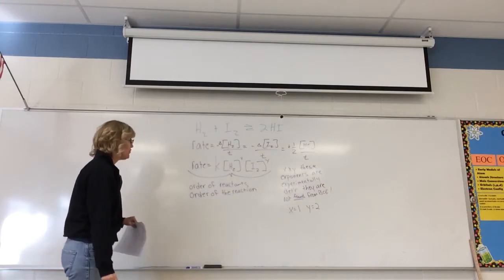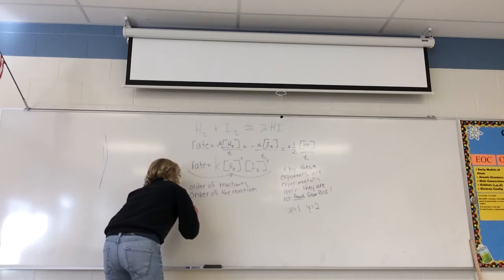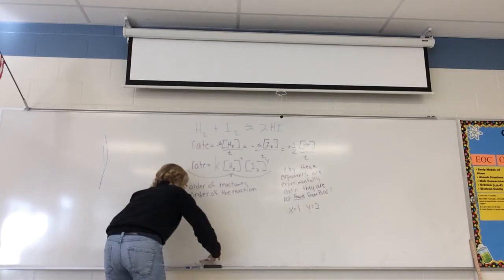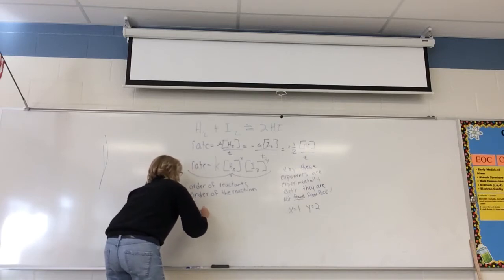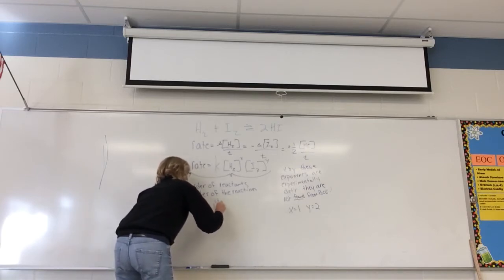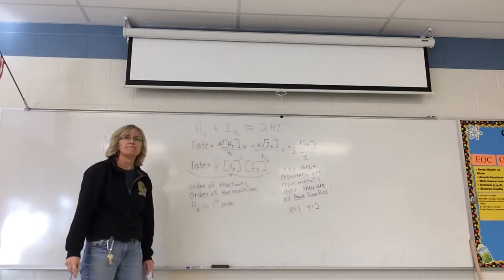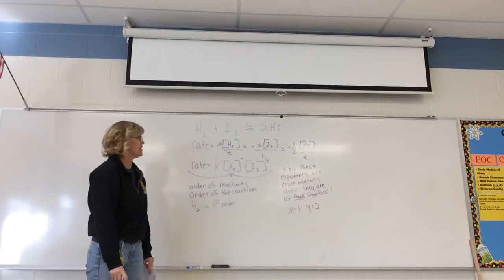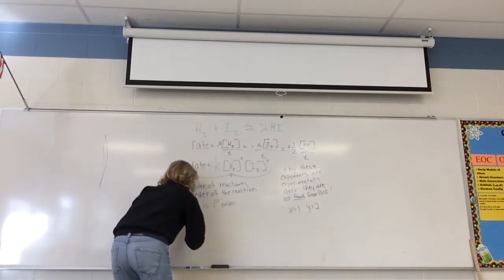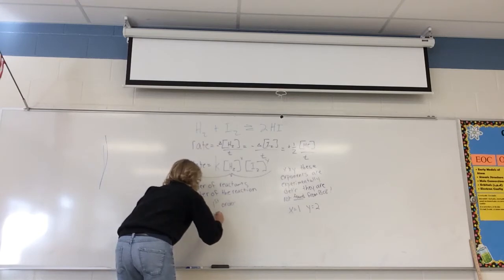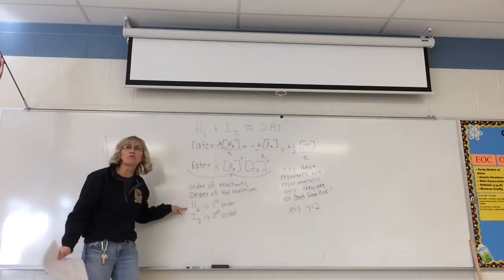So this is what we would say. We would say, no, you don't have to put concentration. We would say hydrogen is first order because it has an exponent of 1. So what do you suppose iodine would be? Second order, yeah, okay. Iodine is second order. All right, so now we know the order of the reactants.